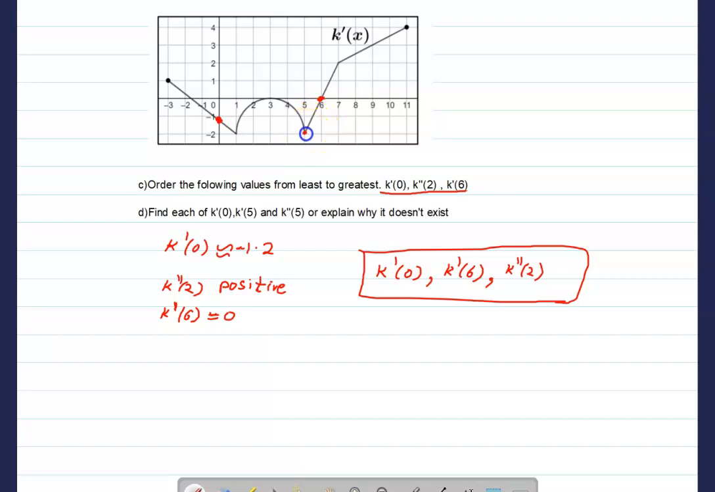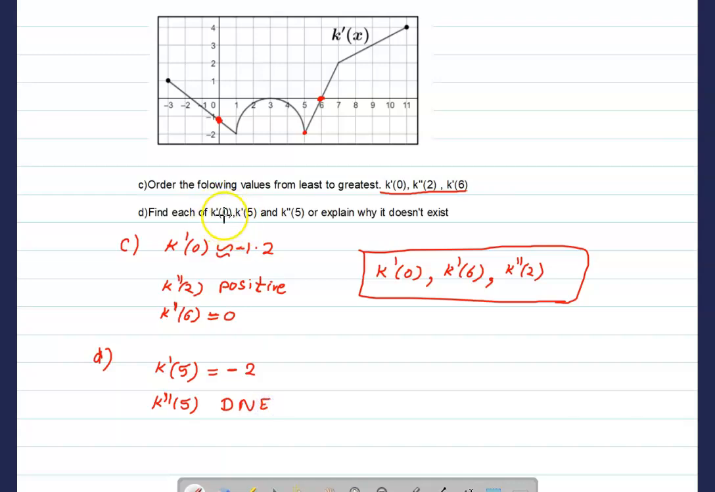At 5, the value of this derivative is -2. Look at this graph. This graph has a cusp at 5. And we know that the derivative does not exist at sharp corners and cusps. So the second derivative is going to be undefined at this point. So the value of k double prime 5 does not exist here.